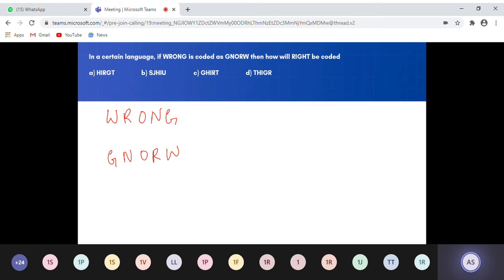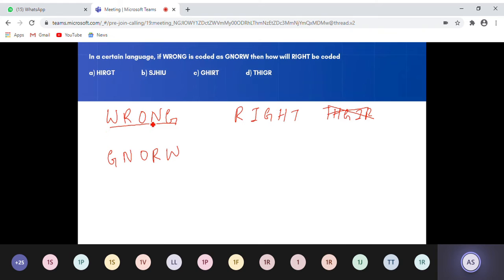So what have they done here? If you look at it, it just looks like the word wrong has been written in the reverse order. But if it was in the reverse order, then for R-I-G-H-T, the reverse order would have been T-H-G-I-R. Do I find it here? No. Then there is a different way it has been coded. Let's see what it is.